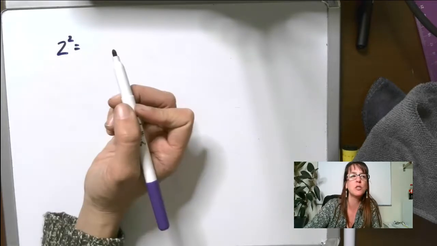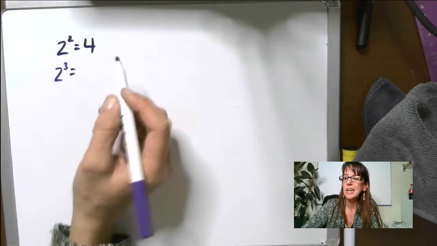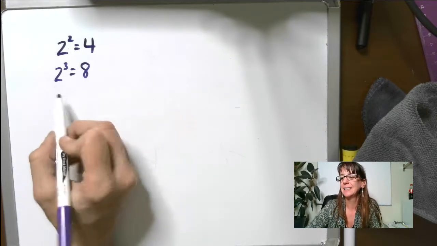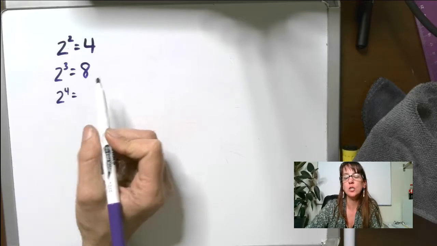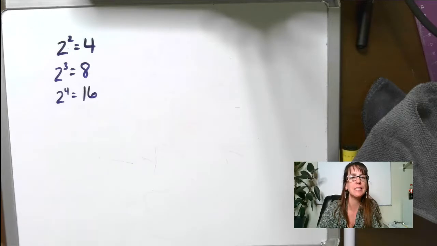2 squared equals 2 times 2, right? That's 4. 2 to the 3rd power. That's 2 times 2, which is 4, times 2, which is 8. 2 to the 4th power equals 2 times 2 is 4, times 2 is 8, times 2 is 16. Do you see that I'm doubling these as I go along?